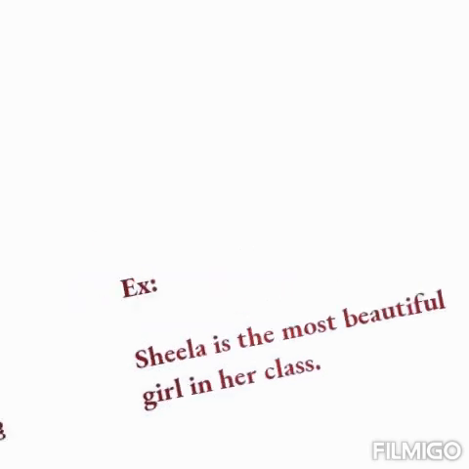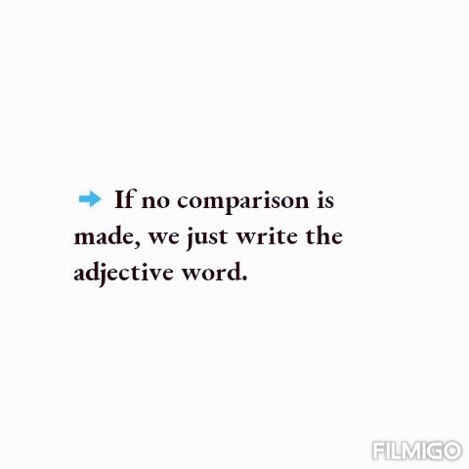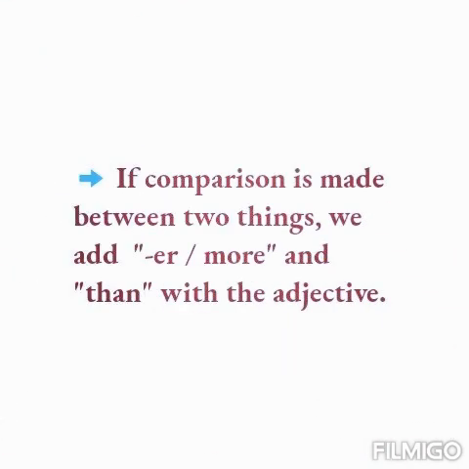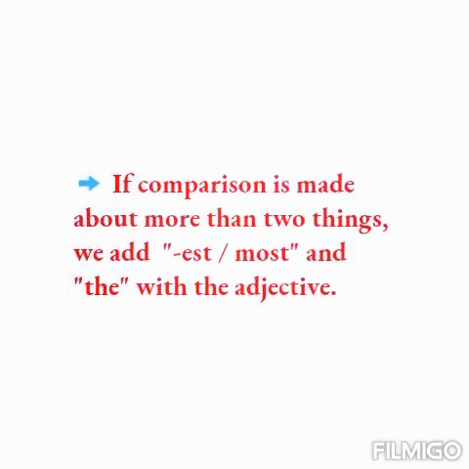Yes, dears, that's all. If no comparison is made, we just write the adjective word as it is. If the comparison is made between two things, we add er or more and then than with the adjective. If the comparison is made about more than two things, we add est or most and the with the adjective.